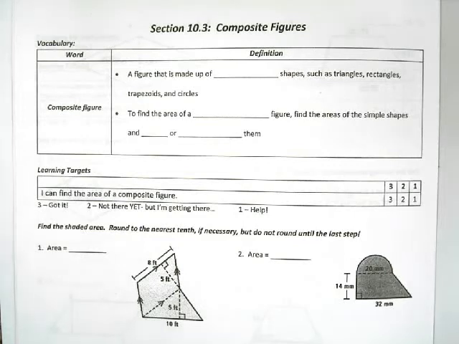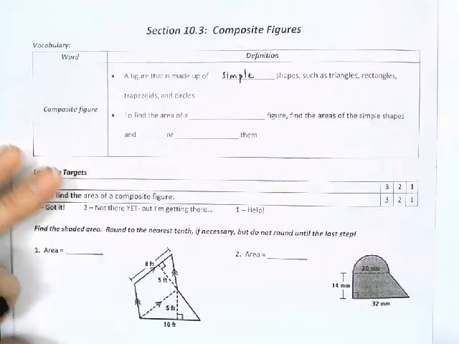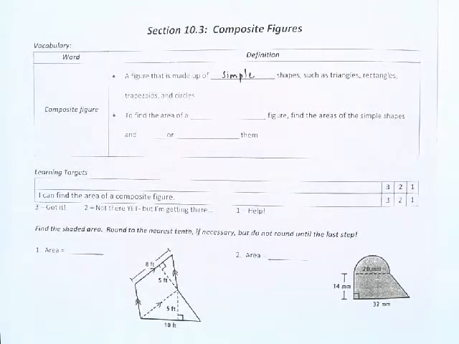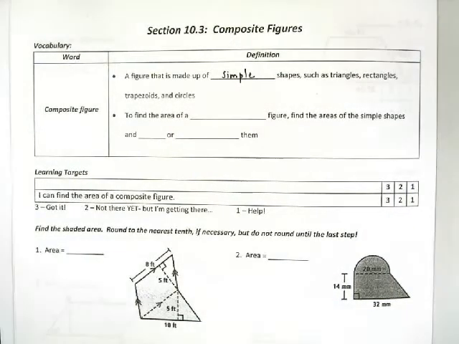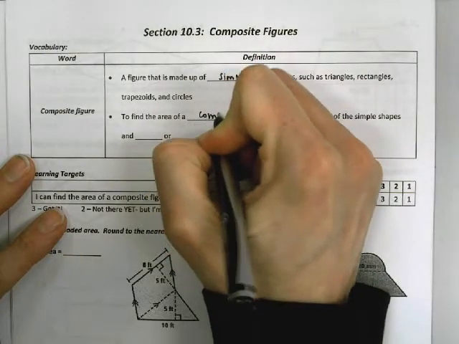Hi everyone. Today we're going to cover section 10.3, which is dealing with composite figures. So all these composite figures are figures that are made up of simple shapes. So for example, the triangles, rectangles, trapezoids, all those things that we've been working to find the area of so far. So it's going to be where we take a couple of those different shapes and put them together to make a single shape.